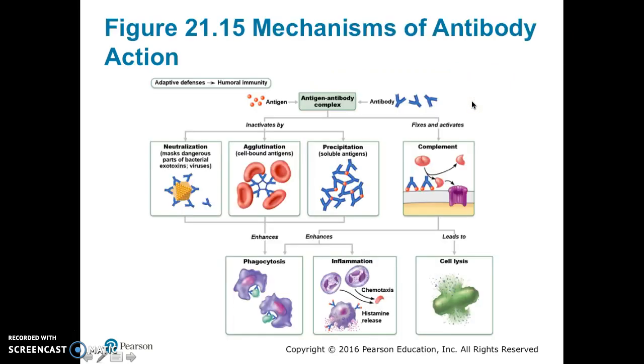Figure 21.15 shows the mechanisms of antibodies. Antibodies attach to antigens, creating antigen-antibody complexes. This immune complex inactivates antigens by neutralization, agglutination, precipitation, and these three methods enhance phagocytosis. The immune complex fixes and activates complement, inserting MACs and causing cell lysis.